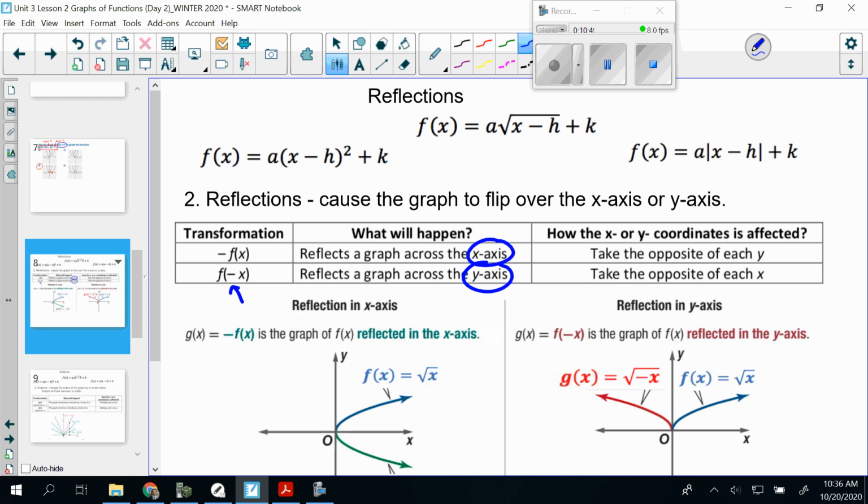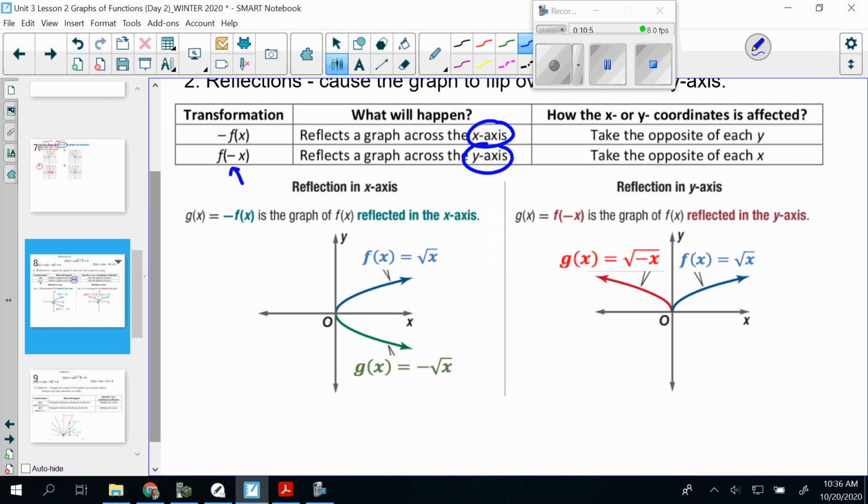Examples here. If you've got your square root function right here, and there's a negative outside of that, which you can see here, that's going to flip it vertically over the x-axis. Now our graph's in green there, the one that looks like this, same shape, but flipped over the x-axis.